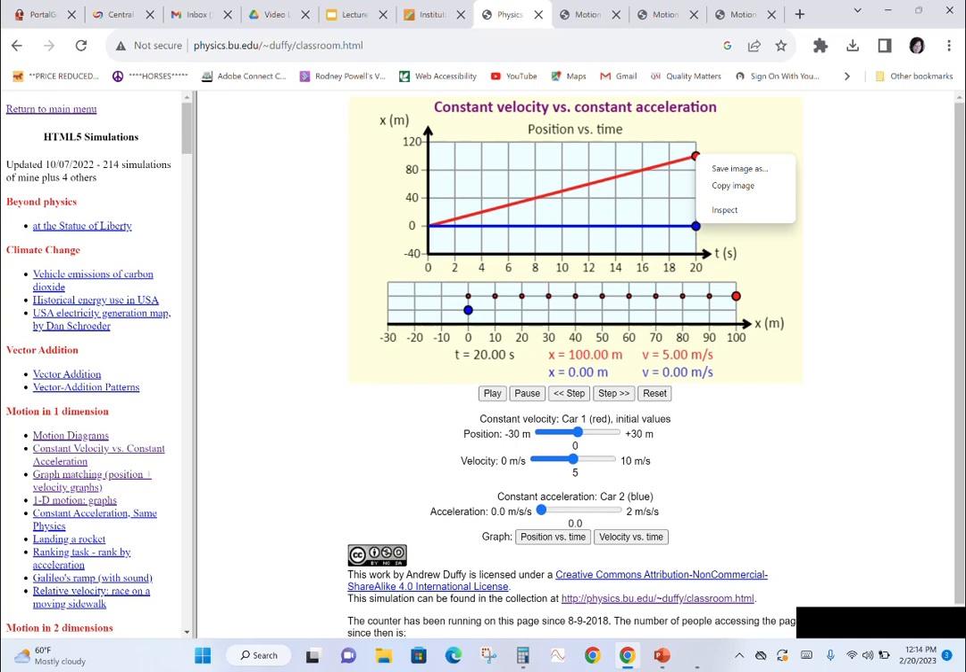Notice that for the blue car, this is sitting still, it sits at 0 meters the whole time. So a linear graph on a position graph means that the object is traveling at a constant speed. What happens if we start to accelerate? So let's give it an acceleration of 2 meters per second squared. And let's look at car 2 versus car 1, who's traveling at a constant speed.